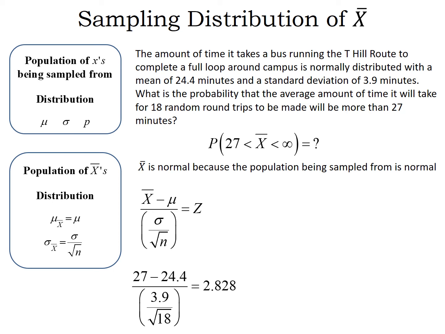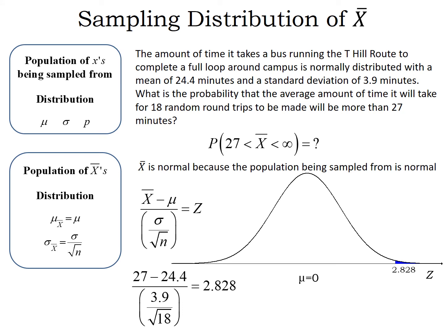So 27 minutes for an average of 18 bus runs is the equivalent of a z-score of 2.828. It's just like converting from feet to kilometers, Celsius to Fahrenheit. We're just changing scale. So we want the probability that a random z-score is bigger than 2.828, because that would mean x bar is bigger than 27. We're going to do our normal CDF from 2.828 to infinity with the mean of 0 and a standard deviation of 1. And we get 0.0023, just like we got before.